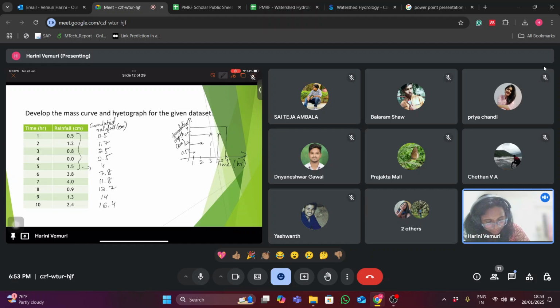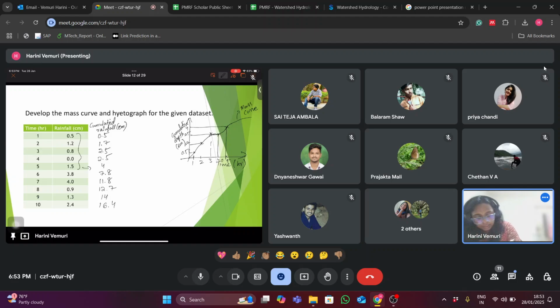So like this, when you connect the curve, whatever we get is a mass curve. As you can see, a mass curve is always a non-decreasing function. It will be either increasing or remaining constant.